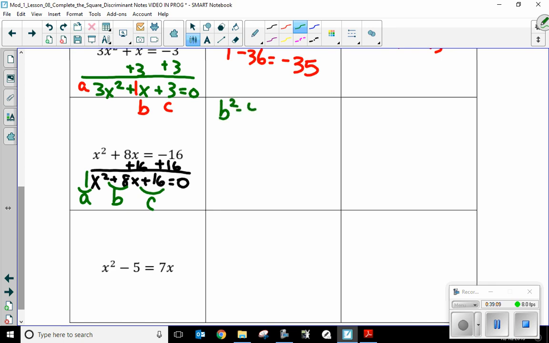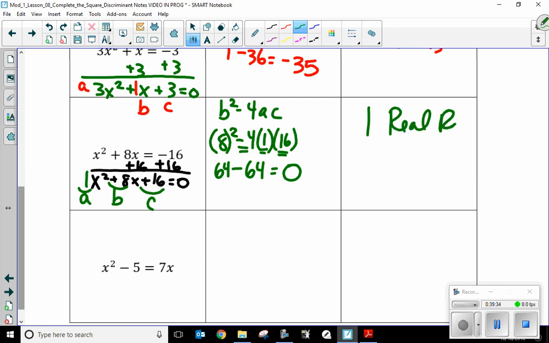My discriminant, B squared minus 4AC. That's 8 squared minus 4 times A, which is 1, times 16. That's 64 minus 4 times 1 is still 4. 4 times 16 is 64. That actually equals 0. That means I have 1 real root. Or as you guys say, 2 of the same roots. But if this is multiple choice, it would say 1 real root.